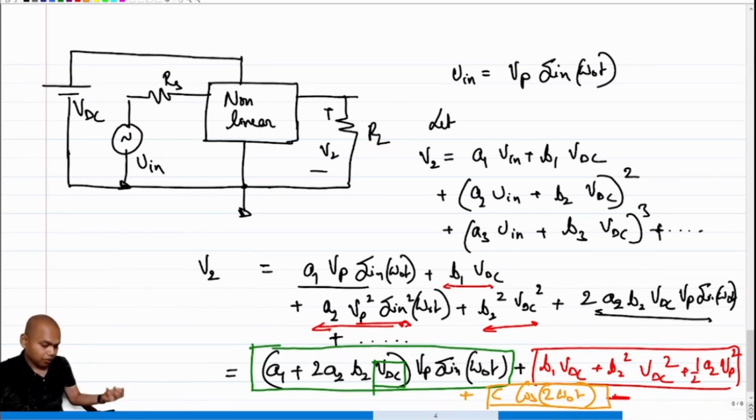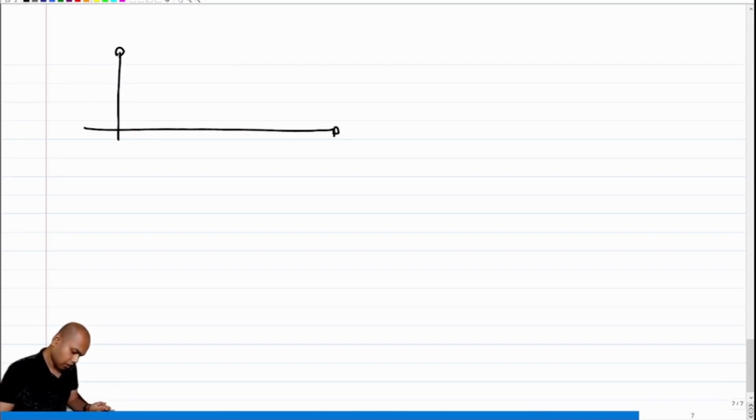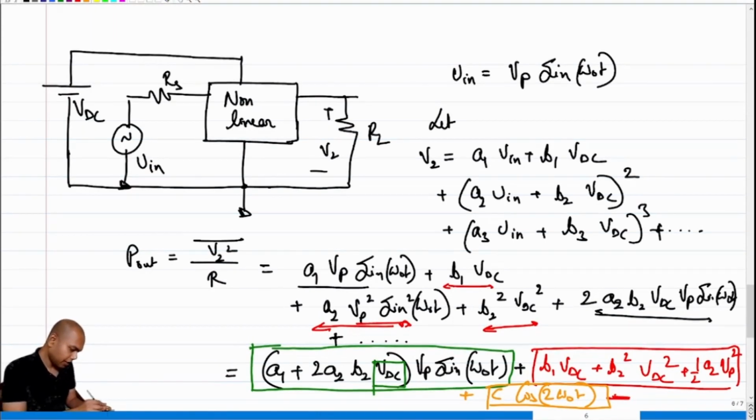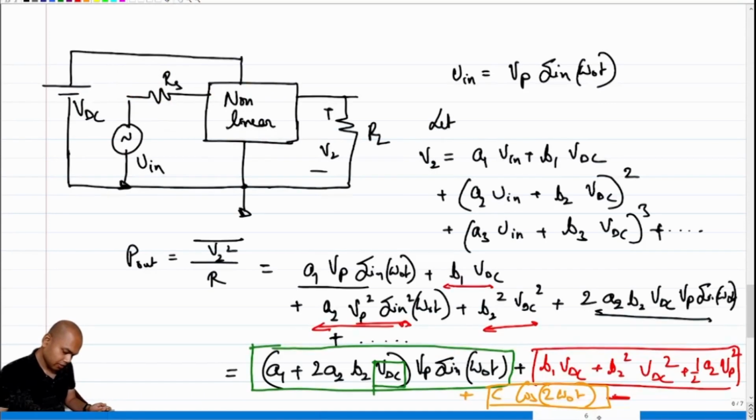So your output now, what will the output look like? Under these conditions, your output will look like this. You have a DC term. So let's say this is the DC level. What else do you have? You have a sinusoid. More importantly, you have a sinusoid whose amplitude is A1 plus 2 A2 B2 times VDC, right?